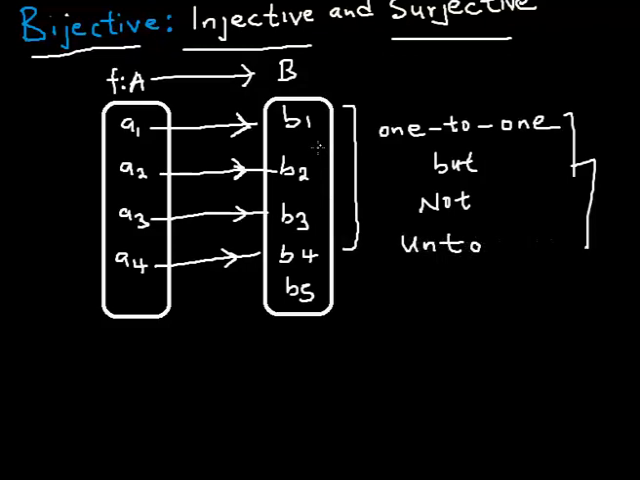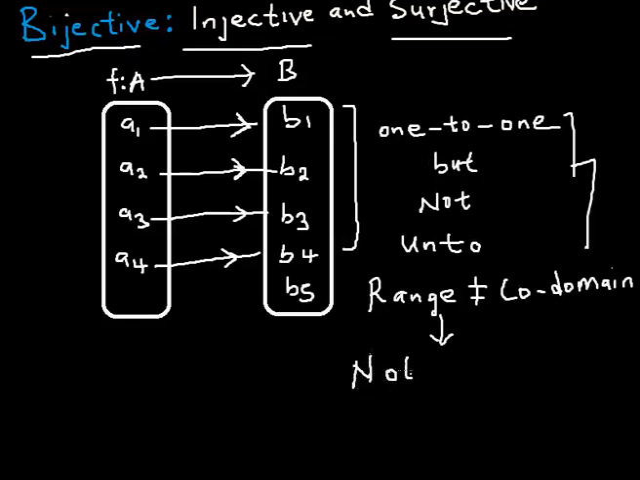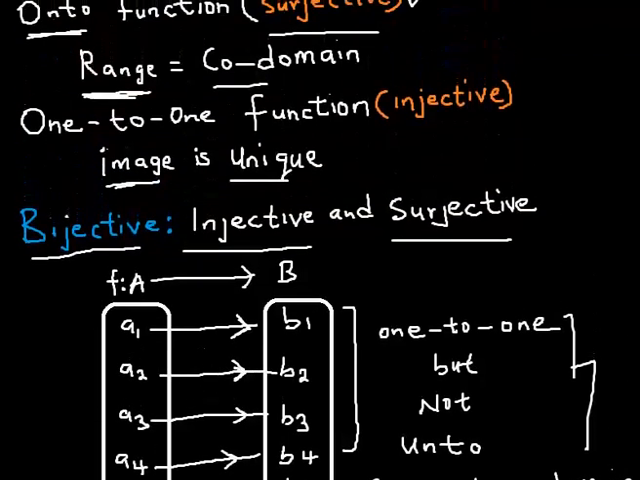Why? Because the range of the function is not equal to the codomain. So it is not both one-to-one and onto, so it is still not bijective. It's not bijective. I hope you understand the concept. So please take note of that.